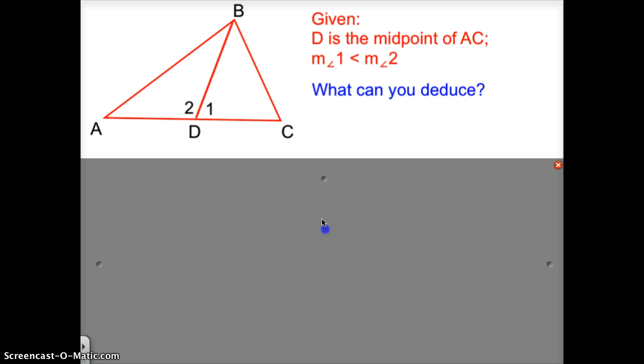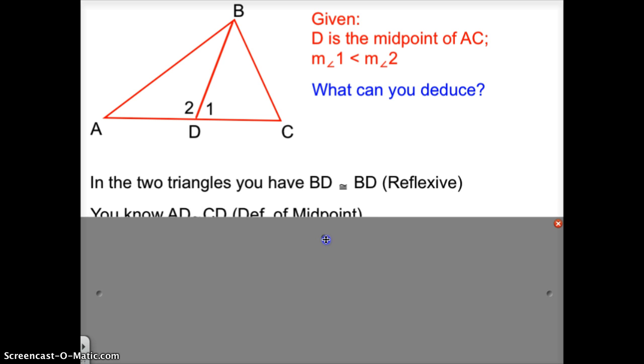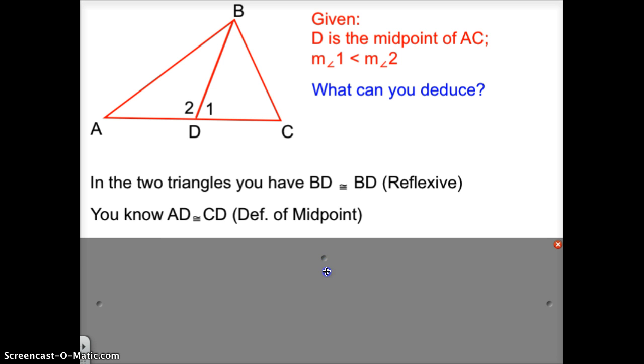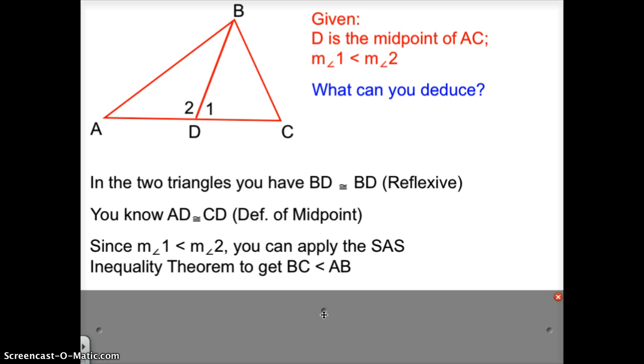Here's what we came up with. In the two triangles, BD is congruent to itself, and you know that AD and CD are congruent because D is the midpoint of AC. From there you could use the side angle side inequality theorem to state that BC is less than AB, because if angle 2 is greater than angle 1, then the side opposite angle 2, AB, must be longer than the side opposite angle 1, which is BC.